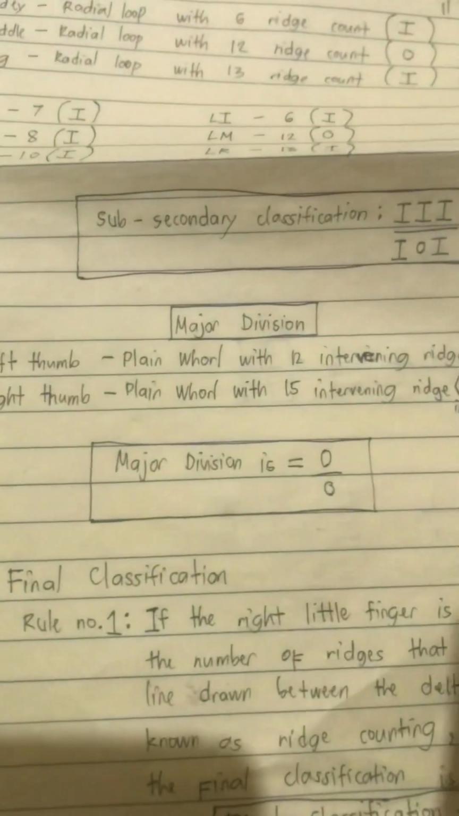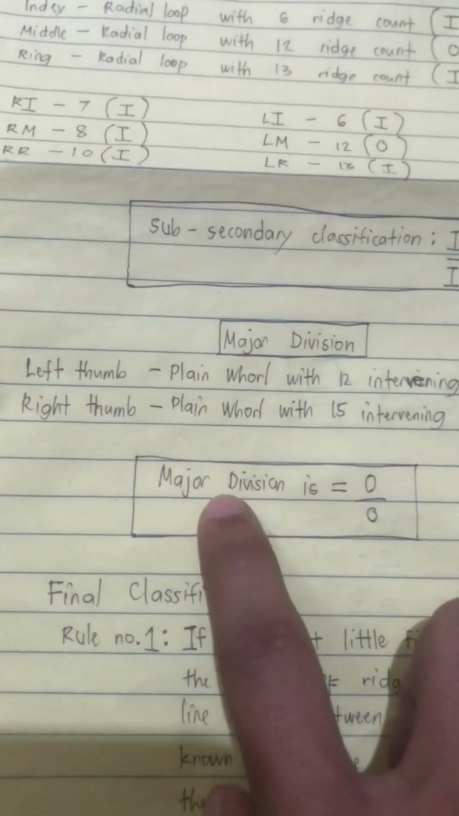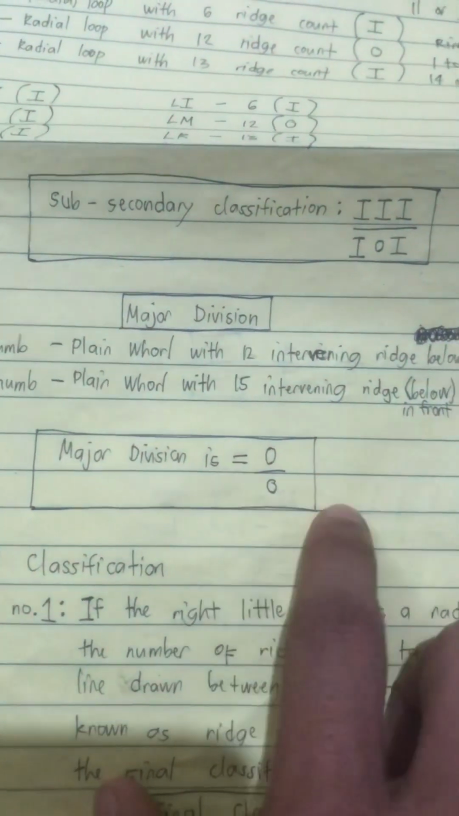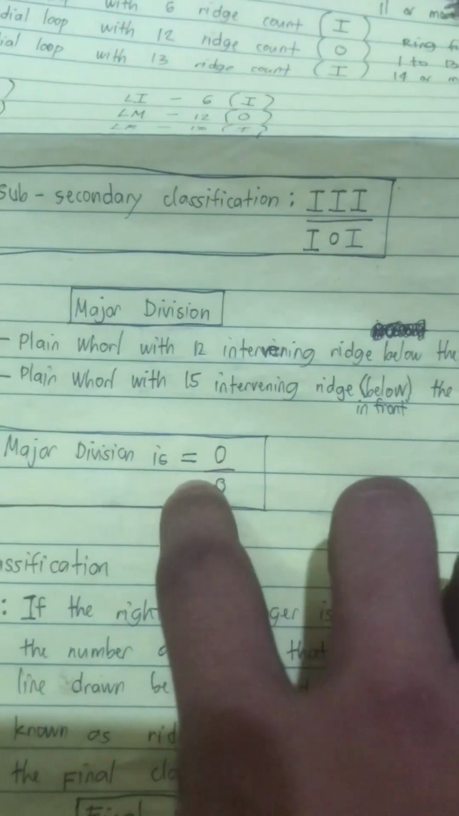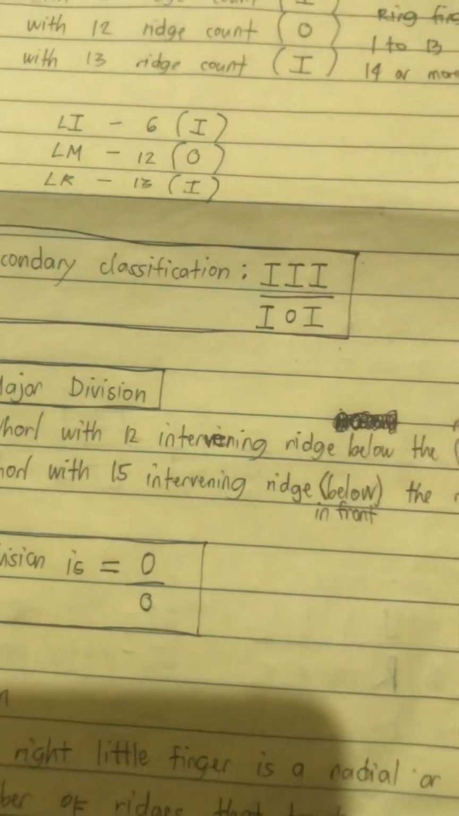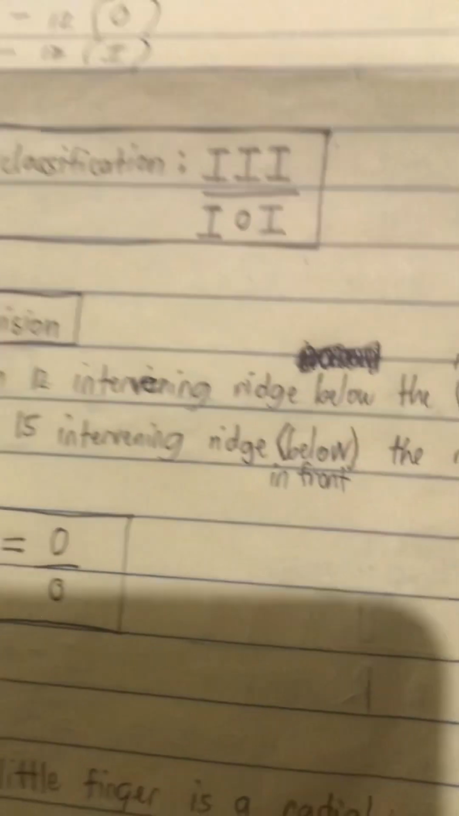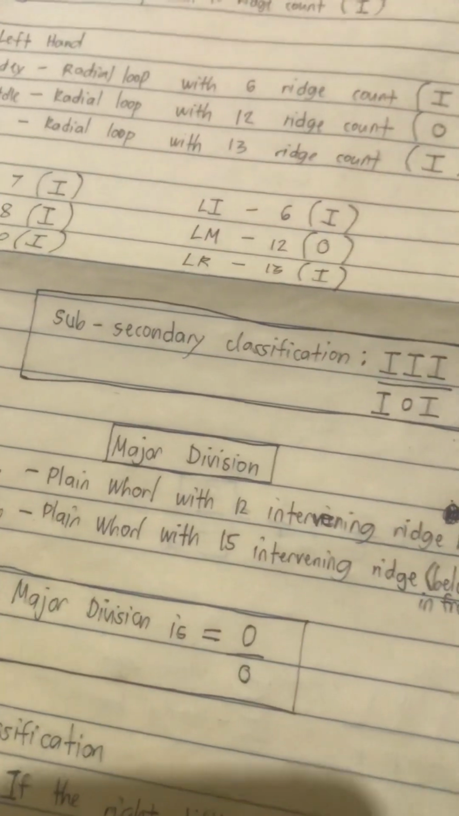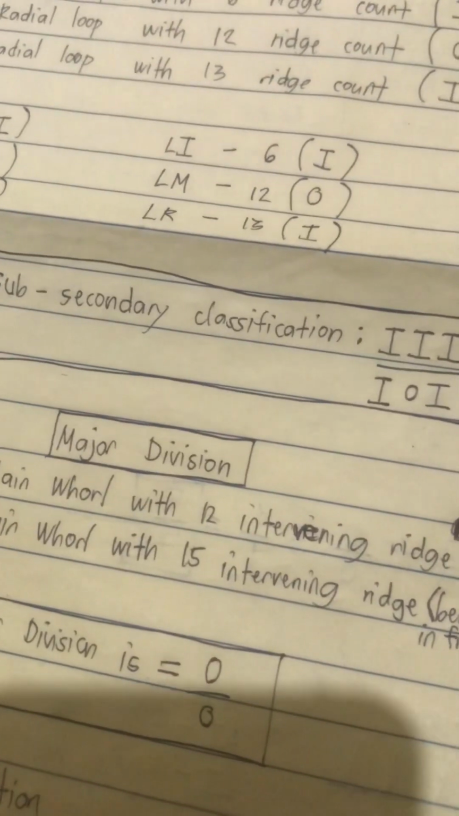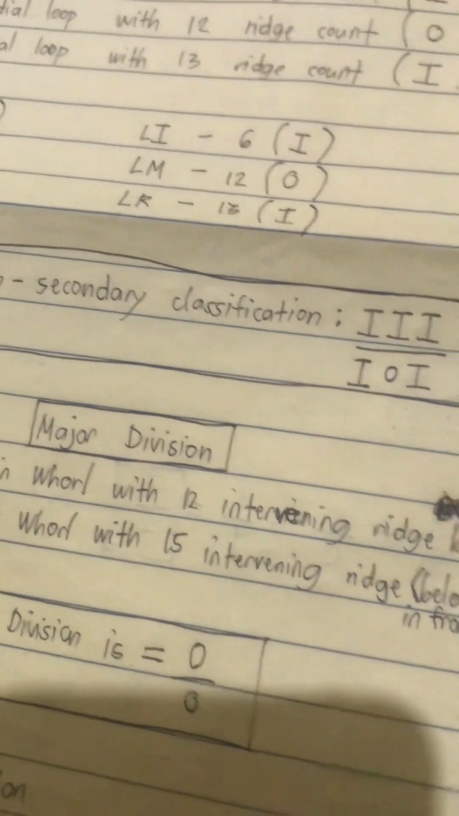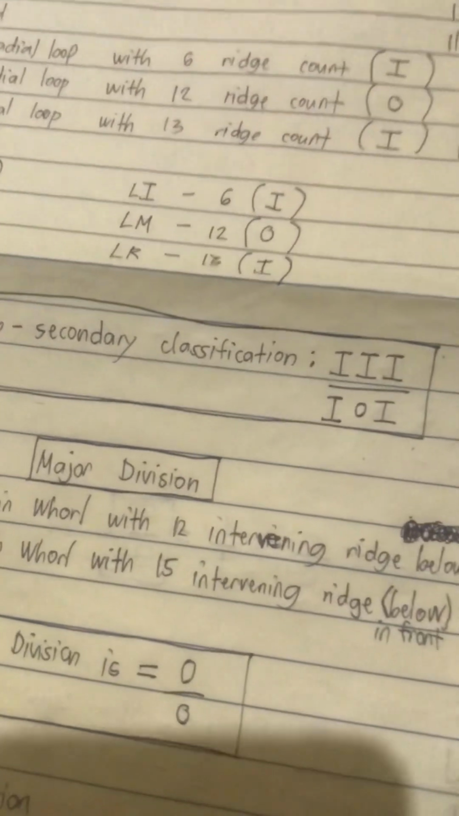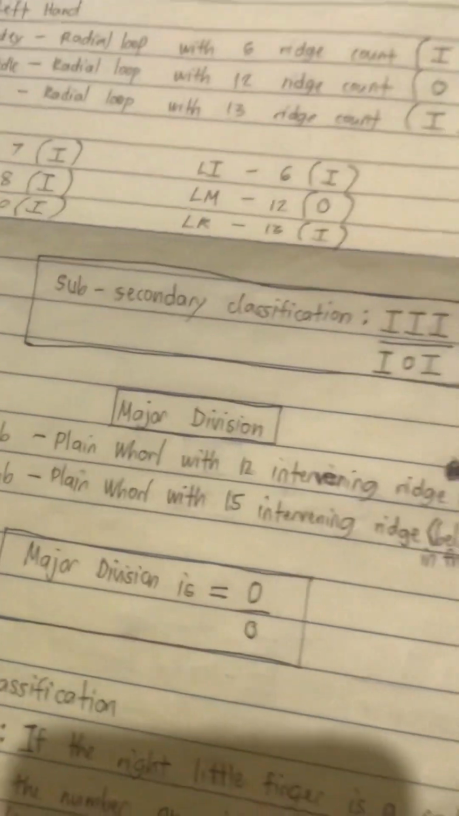So this is my major division, outer over outer. Because it is a whorl, the whorl trace is grouped into inner, outer, and mid. If it is a loop, it is divided by ridge count, so it will be classified into small, medium, and large. So next is the final classification.